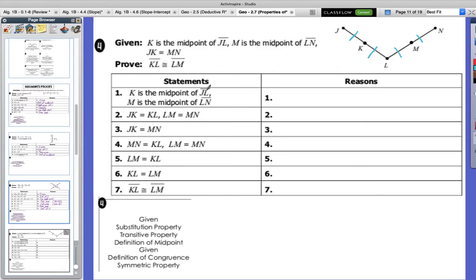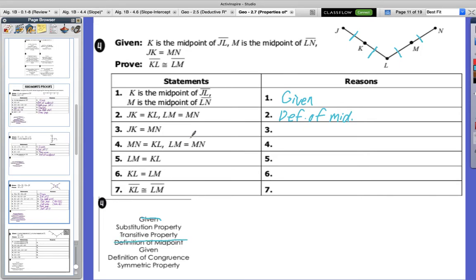Now if we go to our table, K is the midpoint of JL and M is the midpoint of LN. Those are both given facts. Now in step 2, we're almost always going to do something with the given fact. We go from a bunch of words to things being equal, which is a hint that it's a definition. If we look here, we see that the measurement of segment JK is equal to the measurement of segment KL. That's because K is the midpoint. And same thing with the measurement of segment LM and MN, because M is the midpoint. So that's the definition of midpoint.